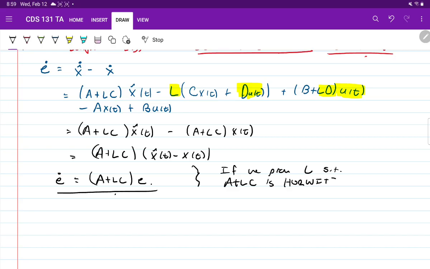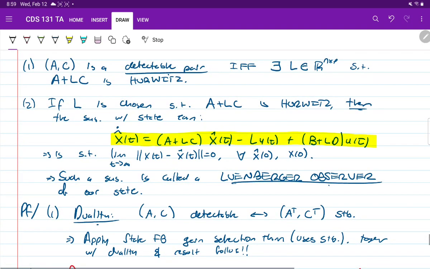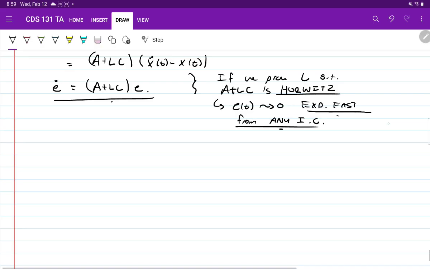So as a consequence of this, if we pick L such that A plus LC is Hurwitz, then we get E of t goes to 0 exponentially fast from any initial condition. So effectively what this confirms is the second result: if we use this estimator, or this Luenberger observer, as we're calling it, and we pick L such that A plus LC is Hurwitz, then our estimation error will asymptotically go to 0. Okay, fantastic. So this is the first piece of our nice and fancy controller block. This gives us the first part where we estimate our state using this new term x hat. Now we need to figure out what the output equation of my controller block should be. Okay, let's go ahead and do that next.